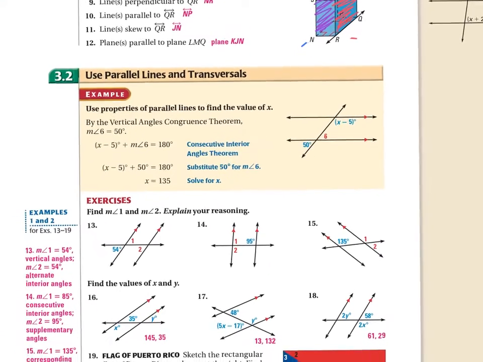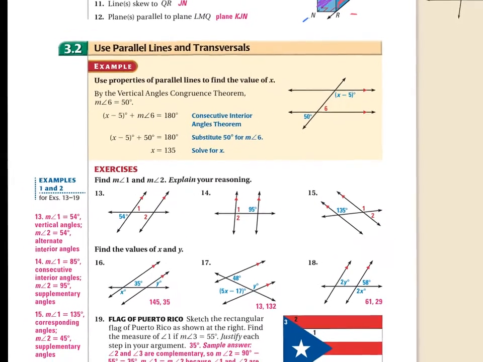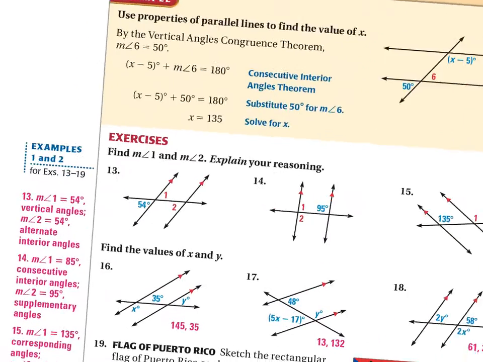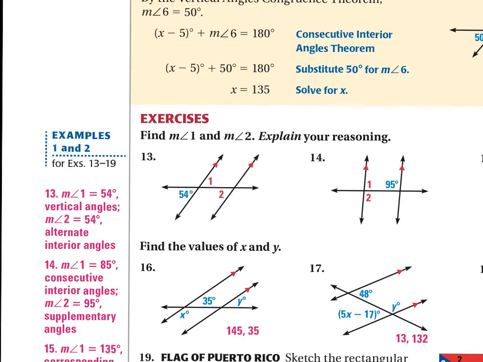3-2 is all about your parallel lines. If the lines were parallel, then my alternate interior, corresponding, and alternate exterior are all congruent, and same side and consecutive interior would be supplementary. So in 13, these two would be congruent because of vertical angles, and then 1 and 2 would be congruent because of alternate interior, or 54 and 2 would be congruent because of corresponding.